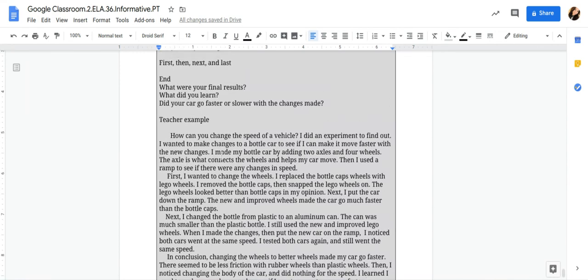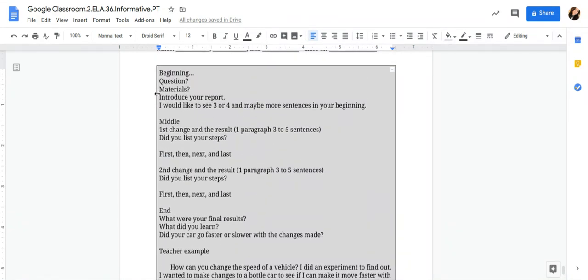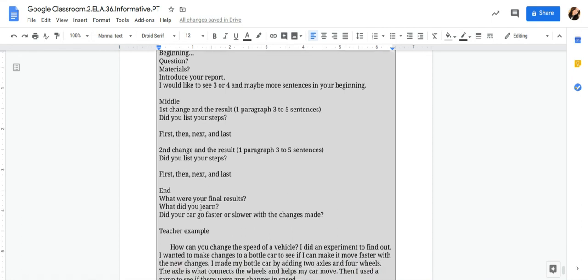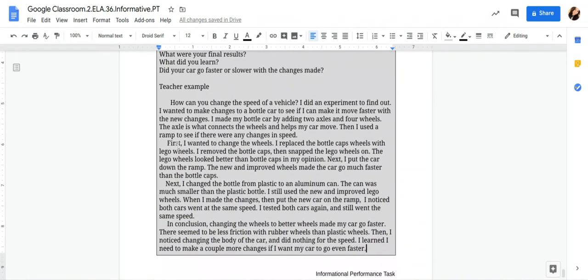Make sure you have your steps. So focus a lot on this. Your beginning. What was your question? Materials. Introduce your report. What's your first change? Did you list your steps? What was your second change? Did you list your steps? What were your final results? That's your conclusion, your beginning, middle, and end. Make sure you have that. And here's the teacher example.